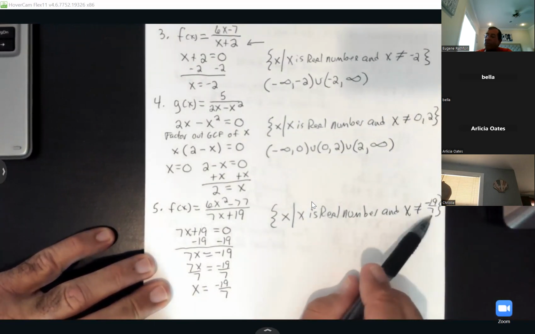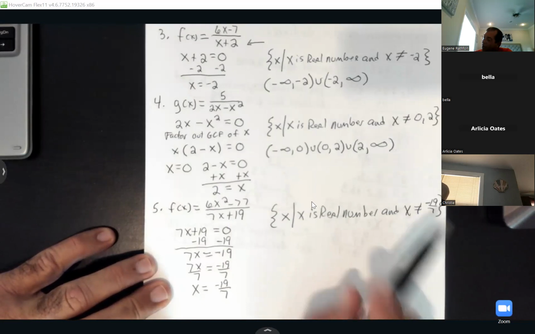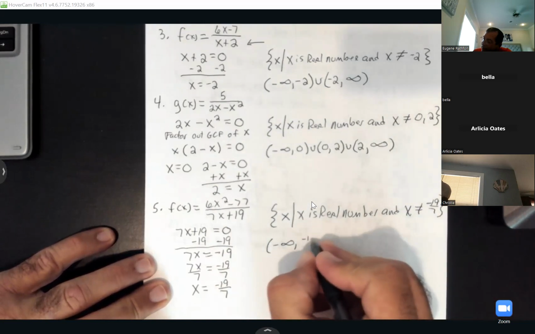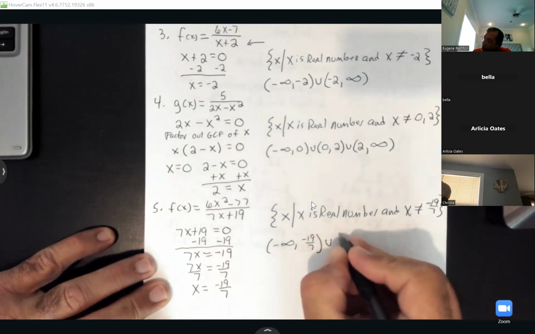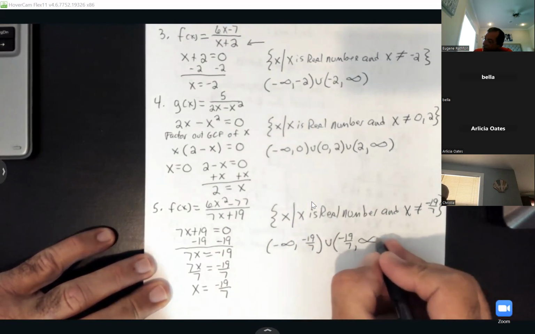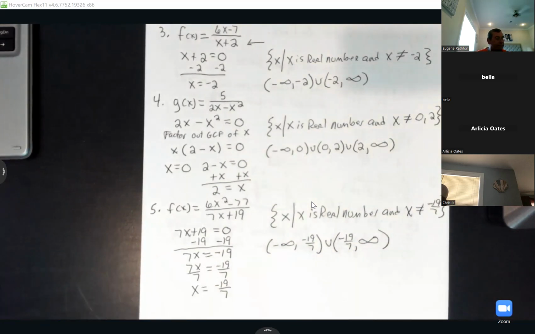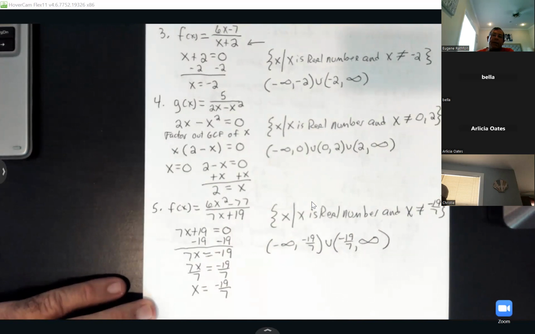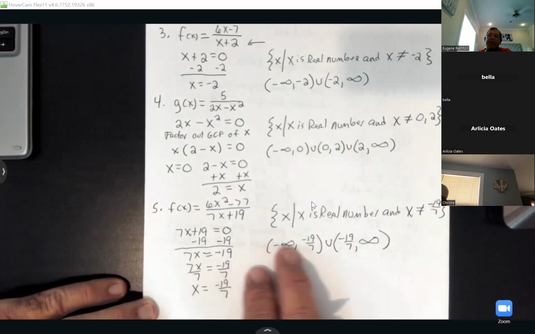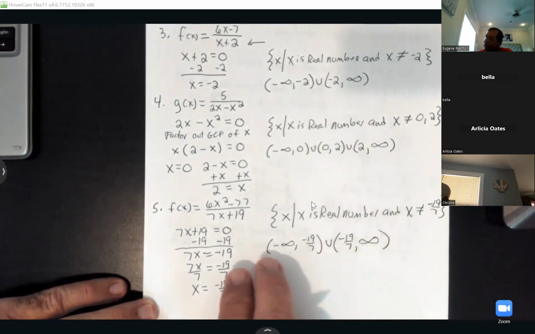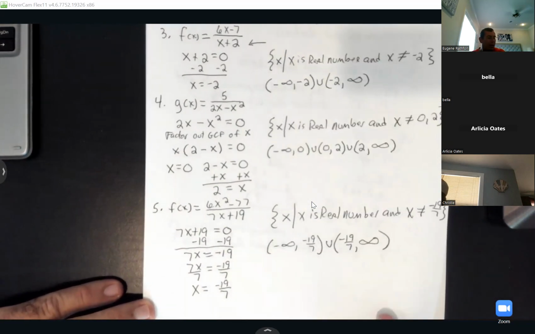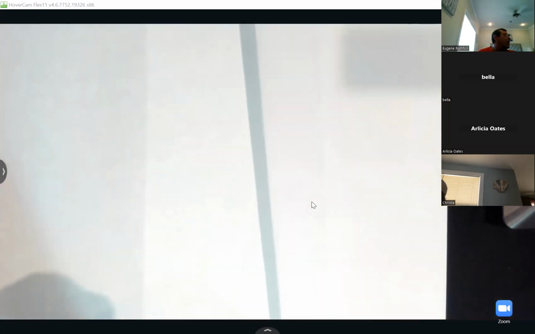Interval notation, I'm just going to union around that one number. So we're going to start at negative infinity till we hit that negative 19 over 7. We're going to union around it and then go from negative 19 over 7 to positive infinity. So y'all, they're not too bad. Just got to remember to start at negative infinity and end at positive infinity and go left to right on that number line, okay? All righty, one more in this section and then we'll move on.